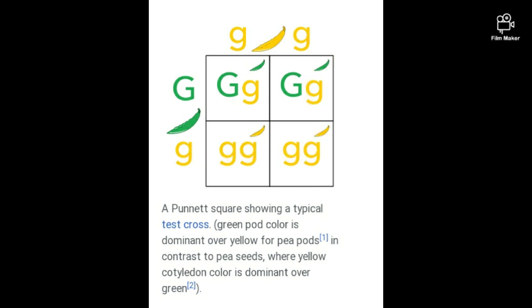Now to write their genotypic ratio, we will see how many types of gene combinations we have got. Like here we have 2 capital G small g and 2 small g small g, so it will be 2:2, that is 1:1. So there are 50% chances of the pod being green and 50% chances of the offspring with the yellow pod with this combination of genes.